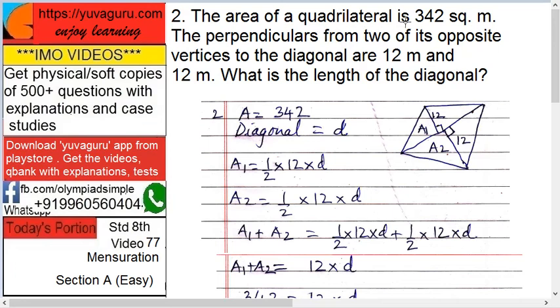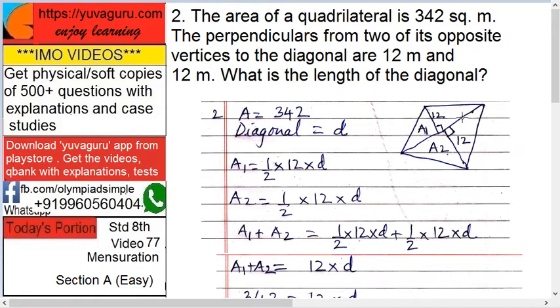The area of a quadrilateral is 342 square meters. The perpendiculars from two of its opposite vertices to the diagonal are 12 meters and 12 meters. Okay, both are 12 meters. What is the length of the diagonal?